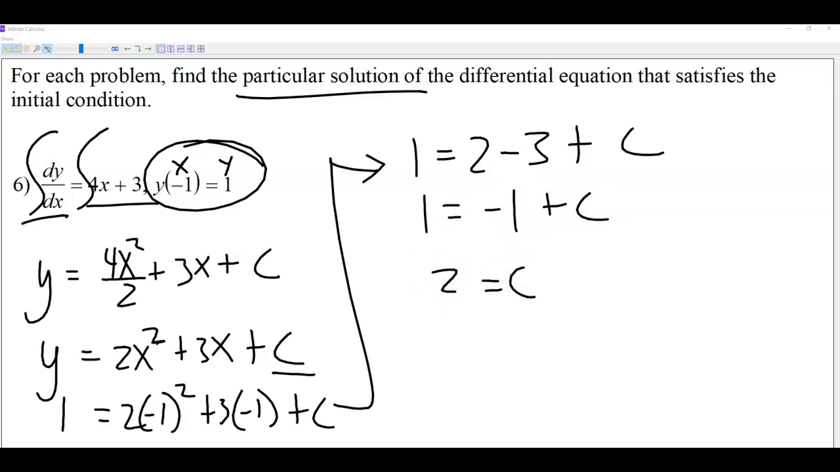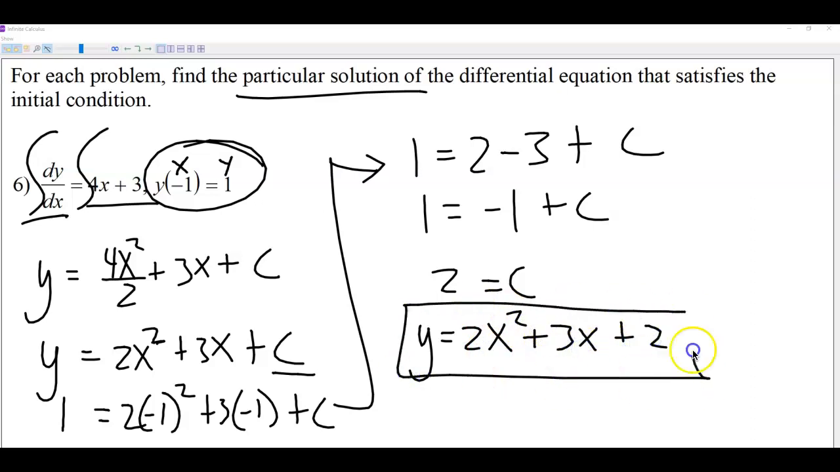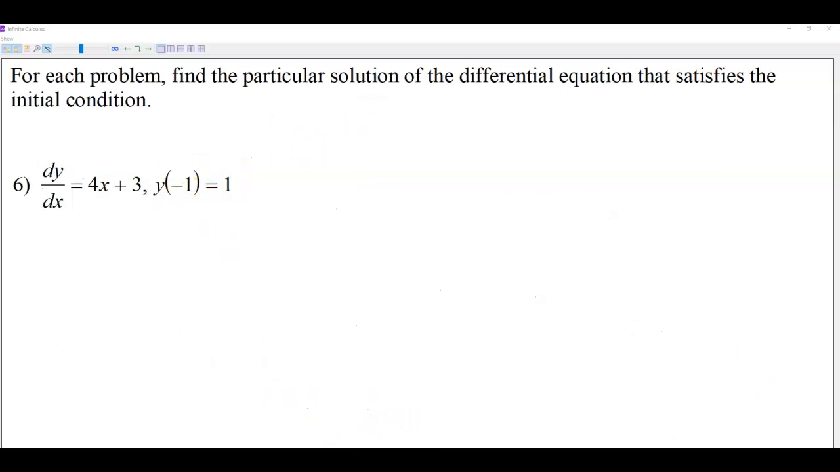And I end up with c equals 2 by solving that equation. The final thing I'm going to do is rewrite my general solution, but this time without the c. Instead, I'm going to put what I got for c. The c value that I solved for was 2, so that's what I'll put right there. And that's what we call a particular solution. So a particular solution is when you find the c value of the general solution by plugging in your point, which is called an initial condition.